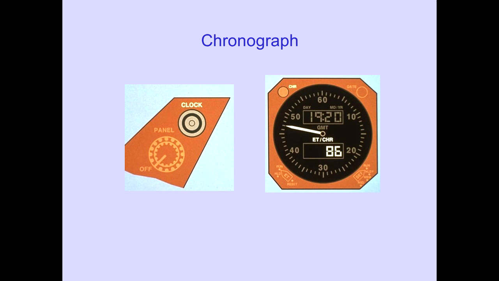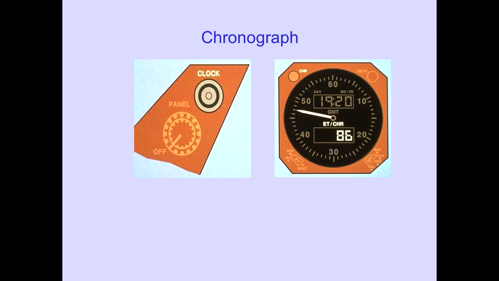The chronograph switch starts, stops, and resets the chronograph. Chronograph seconds are displayed by the sweep second hand, and chronograph minutes are displayed in the ET/CHR display. The clock switch on the glare shield functions the same as the chronograph switch on the respective clock. The chronograph minutes display has priority over elapsed time display. Elapsed time continues to run and will display after the chronograph is reset.